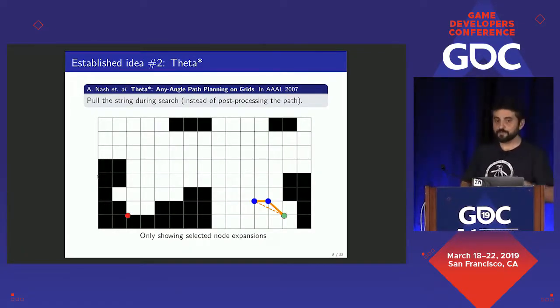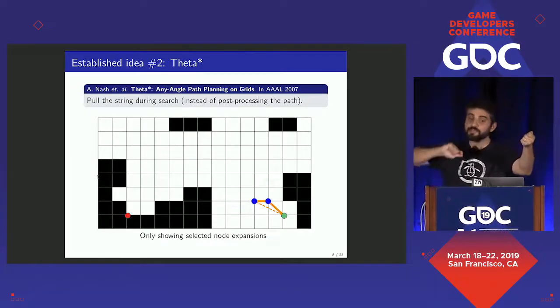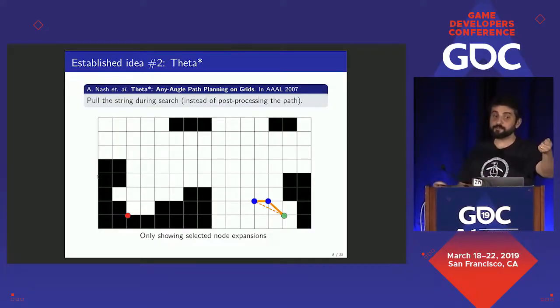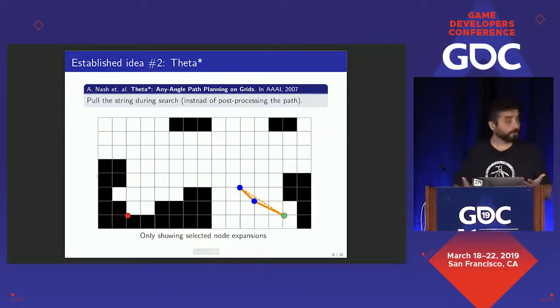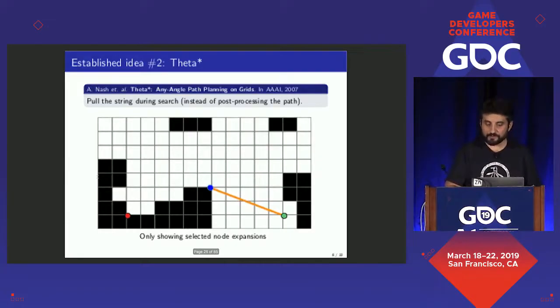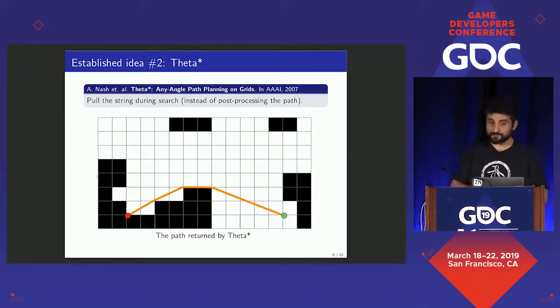Now things get interesting. When Theta Star generates a successor, it performs a visibility test. It says, can this successor see the parent of the currently expanded node? Can it see its grandparent? And if that visibility test is true, then Theta Star pulls the string and makes the grandparent the parent of the newly generated node. And so here's another node that Theta Star eventually expands, and it does the string pulling thing again, and again, and again. I'm not going to go all the way to the target. So here's the path that Theta Star finds on this trivial example. Again, it found the grid optimal path.